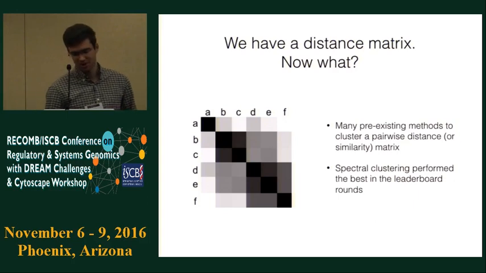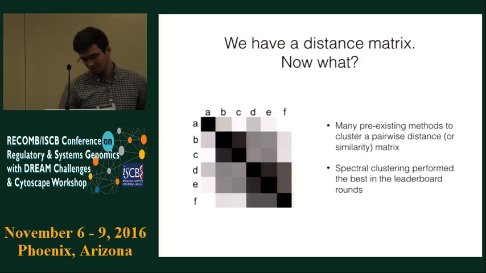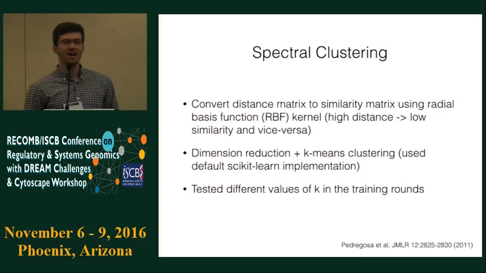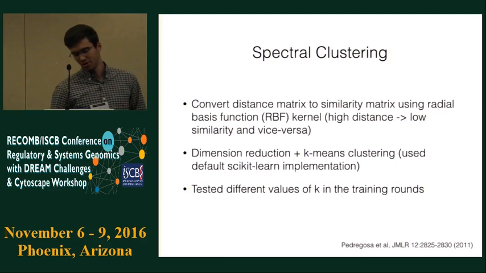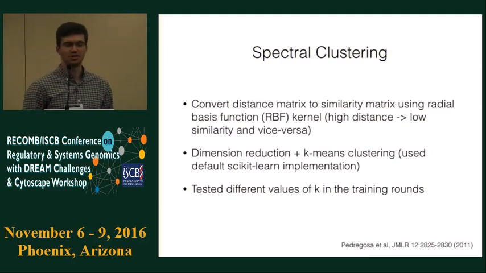And we also tried this spectral clustering method. And the spectral clustering did a lot better on the leaderboard rounds, so we stuck with that. So here's the high-level overview of how spectral clustering works. The first thing we need to do is that most of these algorithms take a similarity matrix as input. So we needed to convert our distances to similarities.